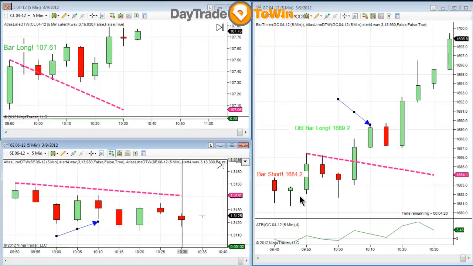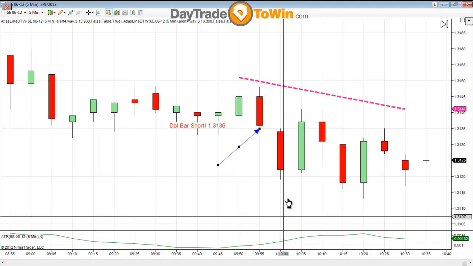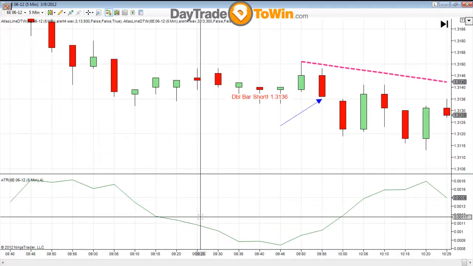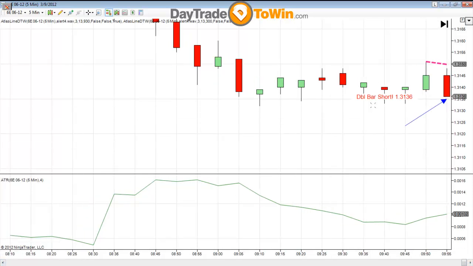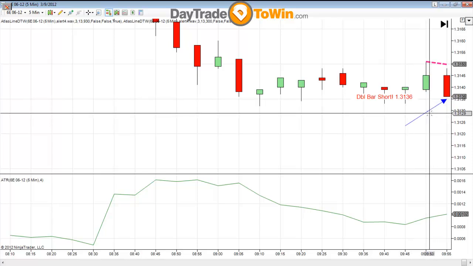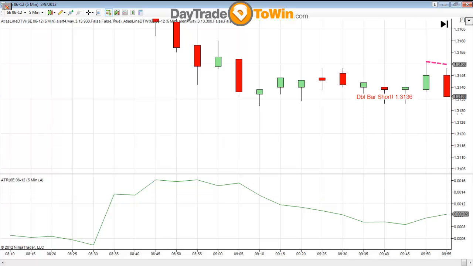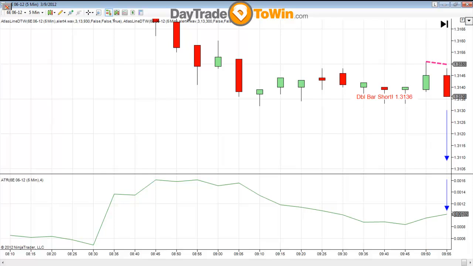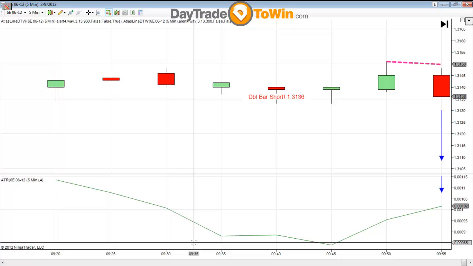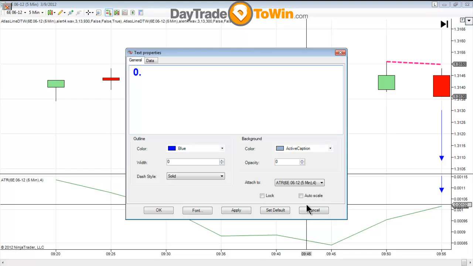On the euro, it's a little bit different. I'll show you how this works in case you're wondering. Let's take a look at this when it occurred. Here is the entry. 1.3136. At the close of this candle, I'm short 31.36. I immediately look down, and if you can see that, what is this value here? It is 0.00102.